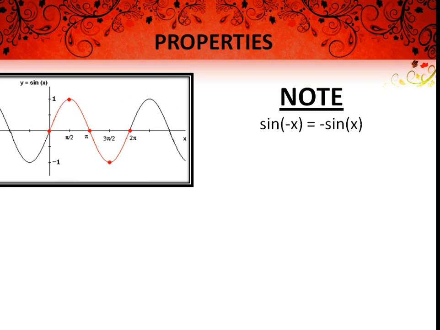Now here's a really important note. If I were to have a rotation of a negative angle and take the sine of that, that would be equivalent to me saying the negative sine of that angle. So in other words, whenever you have a negative rotation, just remove it from the inside and bring it on the outside.